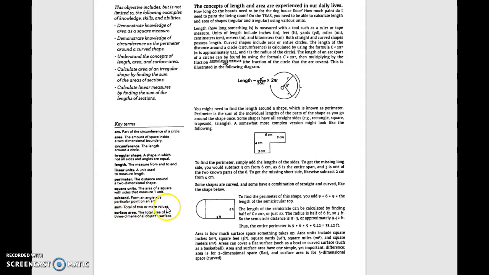The sum is a total of 2 or more values. Well, we learned that when we were talking about addition back in a previous section. And surface area is the total area of a 3-dimensional object's surface.